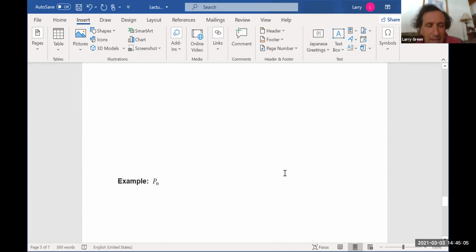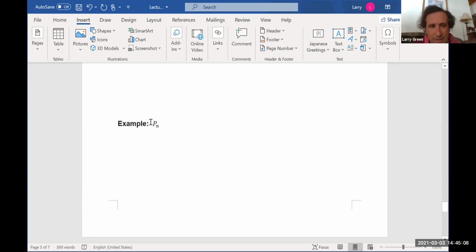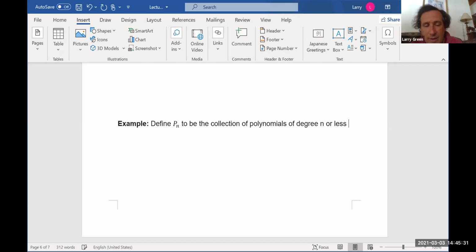Okay, but if we define Pn to be the collection of polynomials of degree n or less, then this is a vector space. Any questions on that? Any questions?